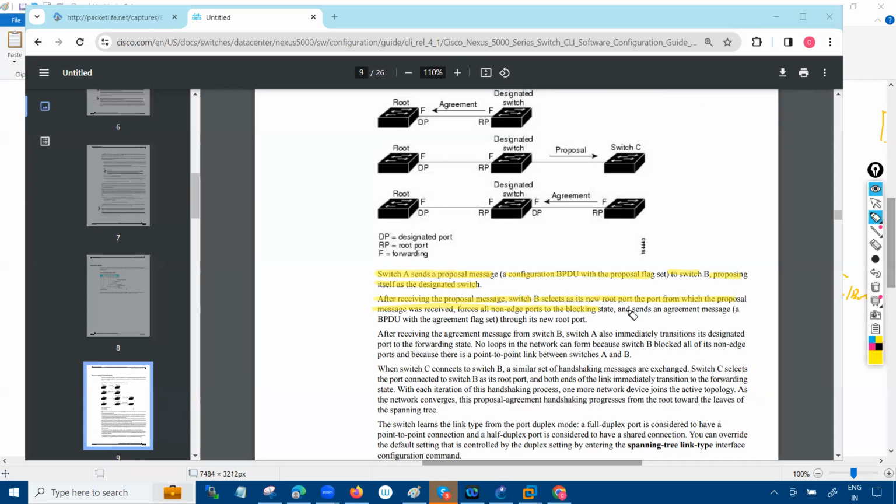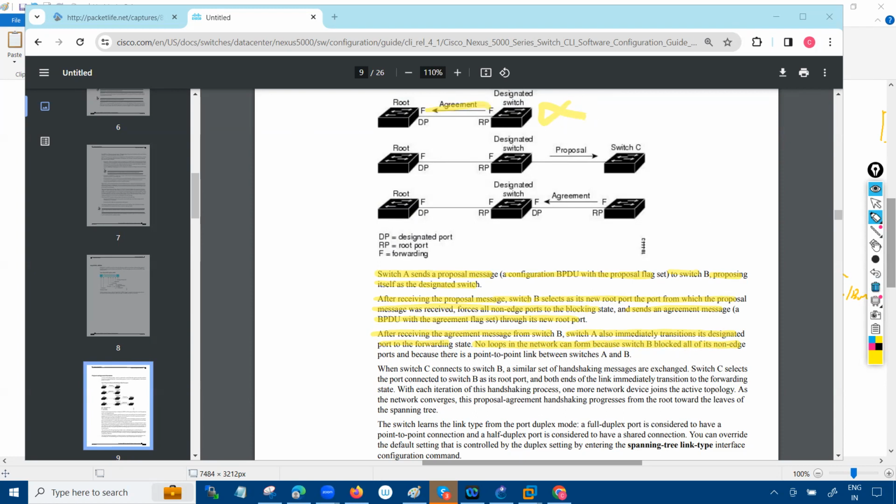And then what happened after that? I'm going to send the agreement message to the root. After receiving the agreement message from switch B on the new root port, switch A also immediately transitions its designated port into the forwarding state. To prevent a loop, we are putting this port into the blocking state. No loops can form in the network because switch B blocked all the non-edge ports. So if I'm not making an election on any other port, there will be no loop.